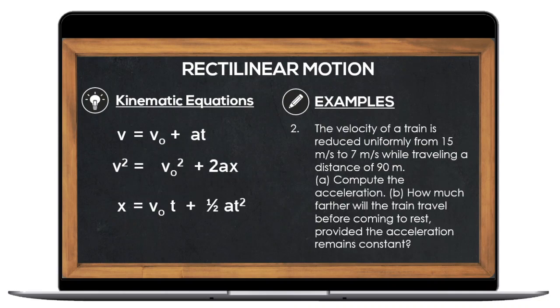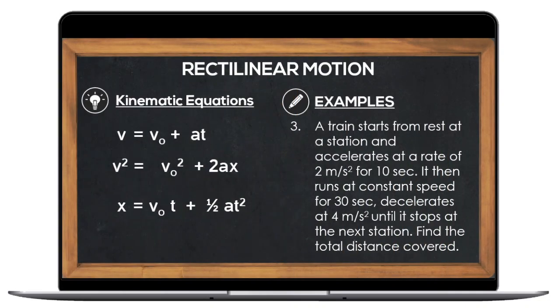Okay, let's proceed. Third problem. A train starts from rest at a station and accelerates. So it moves faster or it increases in speed. It accelerates at a rate of 2 meters per second for 10 seconds. It then runs at a constant speed for 30 seconds, then decelerates at 40 meters per second until it stops at the next station. Find the total distance covered.